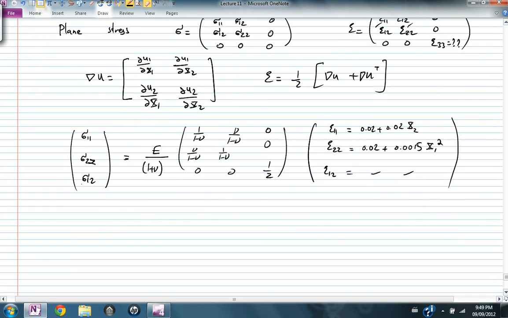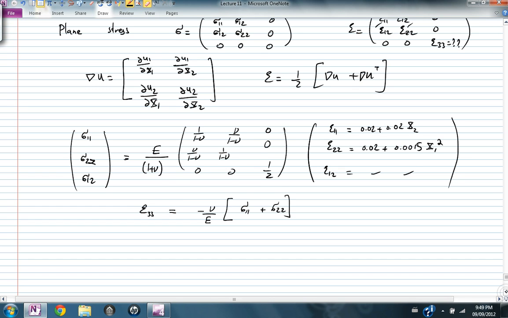And when you look at the relationship between the stress and the strain for the plane stress case, you also get an additional relationship that gives you the value of epsilon 33. Epsilon 33 is equal to negative Poisson's ratio over E, times sigma 11 plus sigma 22.